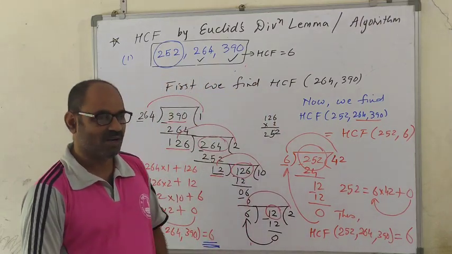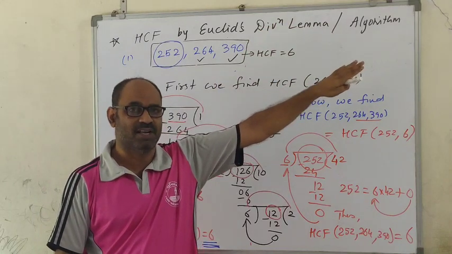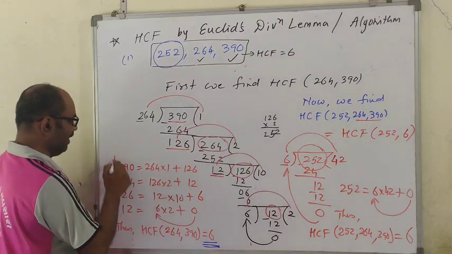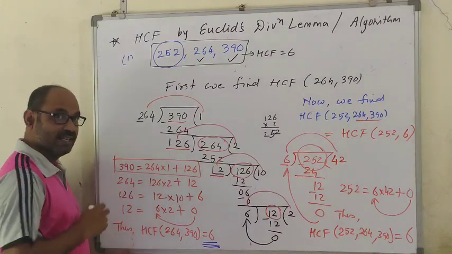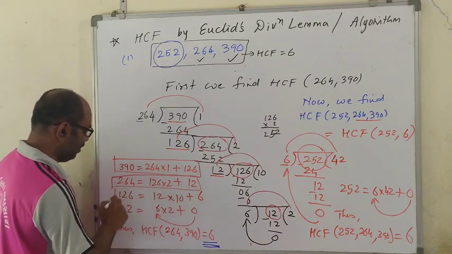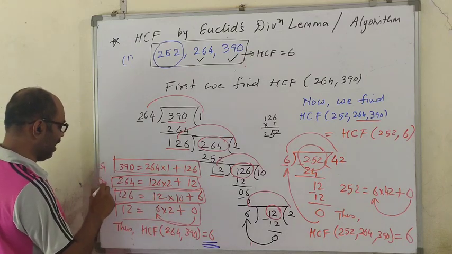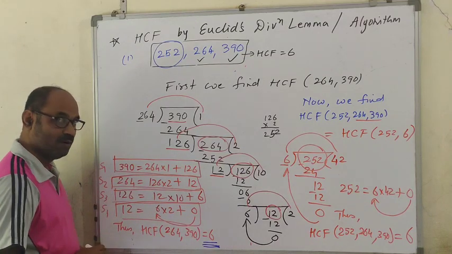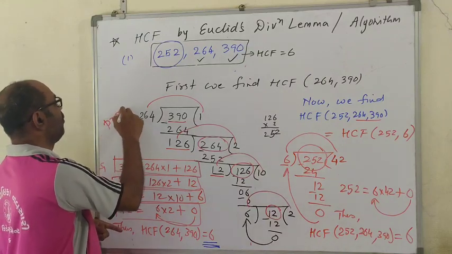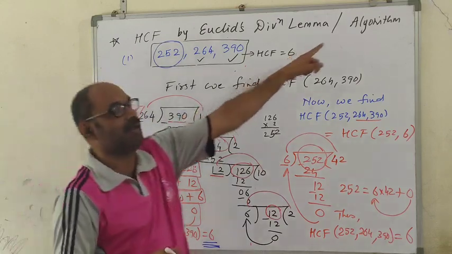Got it, children? Okay. Children, what is Euclid's division lemma and Euclid's division algorithm? Is there any difference? Yes, children. What I am writing here, this is Euclid's division lemma. Each step that I am writing, I have written 4 steps: step number 1, step number 2, step number 3, step number 4. And these steps are written in proper order. Writing steps in order is called algorithm.